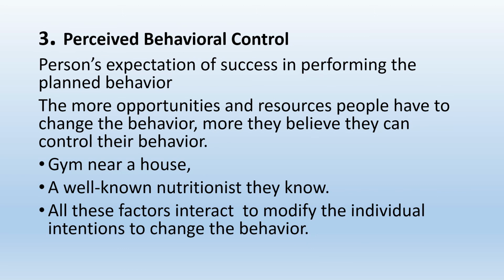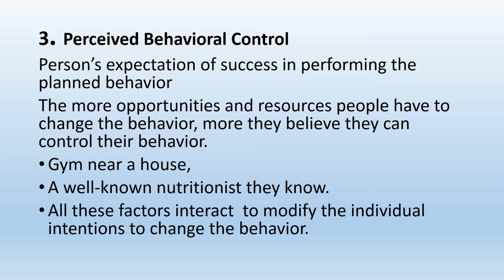Number three is perceived behavioral control. It is how much a person thinks that he can achieve the planned behavior and how much success he will get in performing a particular behavior. If a person from the very start thinks that he can change the behavior, he will obviously change his own behavior and control it as well. And if a person thinks that he cannot maintain his physical fitness or his proper healthy diet, there are more chances that they are not going to get the proper results.